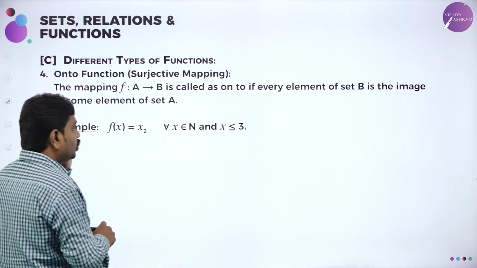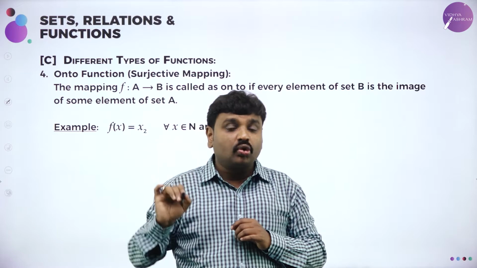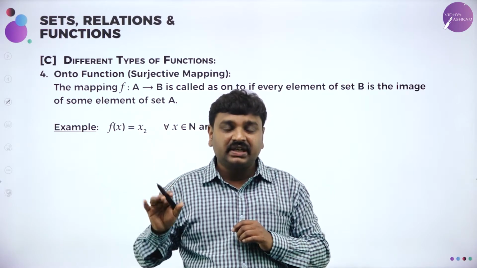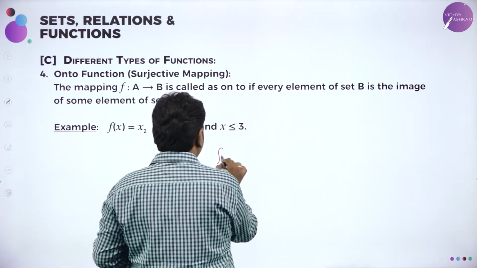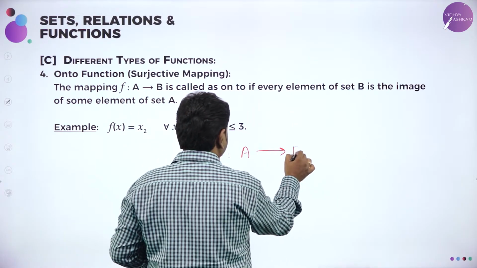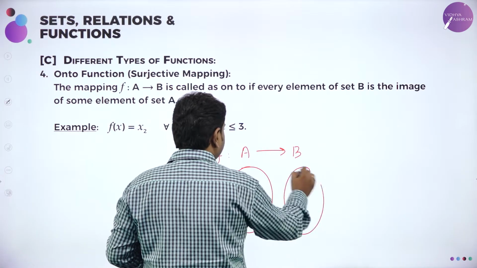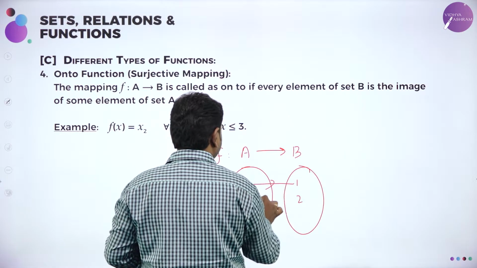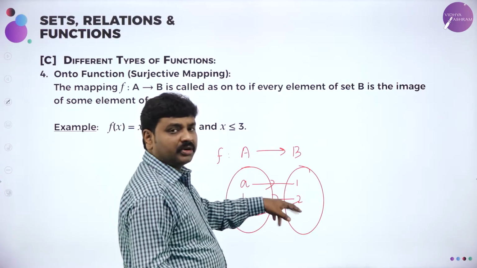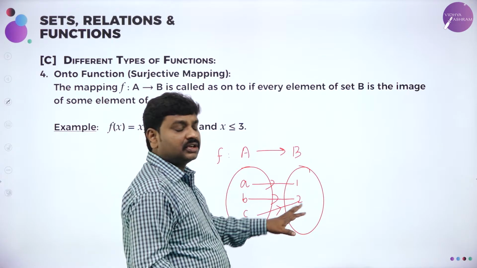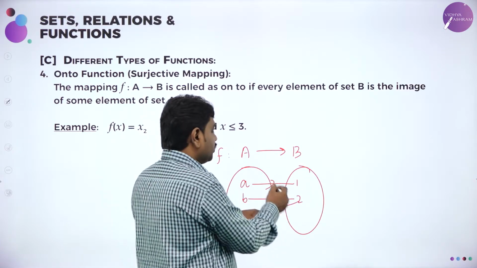Next, onto. Very important. Onto means simple. Every element in the codomain, codomain means the second set, every element in the codomain should act as an image. So for example, f maps A to B. A is a, b, c. B is 1, 2. A maps to 1, b maps to 2, c also maps to 2. In the codomain I have two elements. Both are acting as what? Images. Here I don't have any element without an image. 1 is also an image, 2 is also an image.